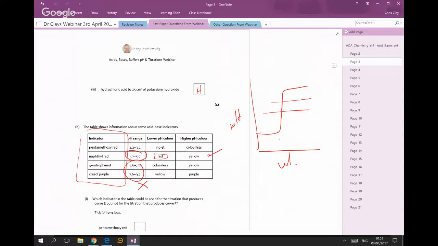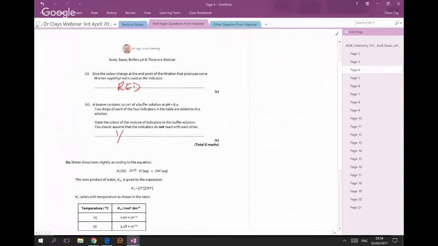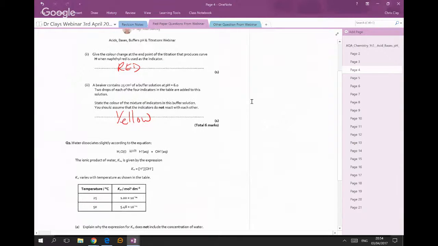So naphthyl red would be yellow. Nitrophenol would be between colorless and yellow, so that would probably be a good one. Cresol blue, purple, well, that would be on this side, so we'd be looking at yellow. And pentamethoxy red would thankfully be colorless, so our answer here would have to be yellow. Okay, so question about indicators and titration curves to keep us going.